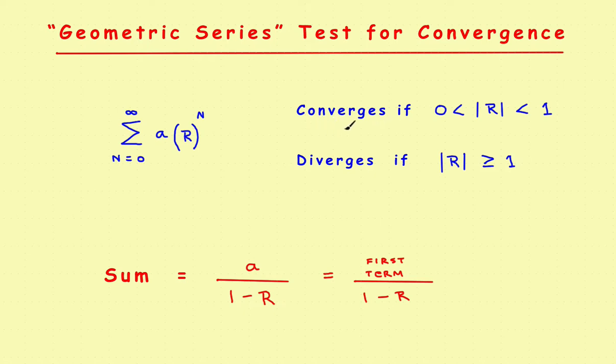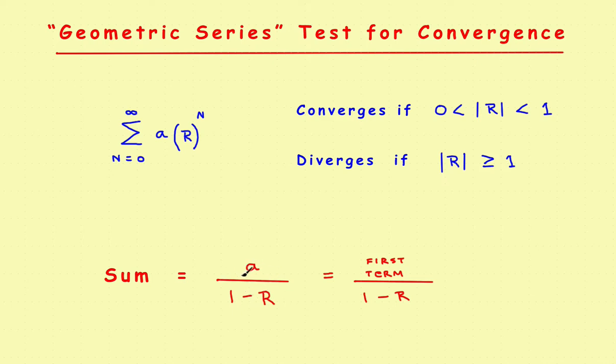Now, in most series, you've got some tests. You can find out whether the series converges or not, but it's generally very difficult to find out the sum that it actually converges to. And one of the unique things about the geometric series is not only can you fairly easily find out whether it converges, but if it does converge, you can use this formula to find out the sum that it converges to. And this sum is just a, the first term, divided by 1 minus r.